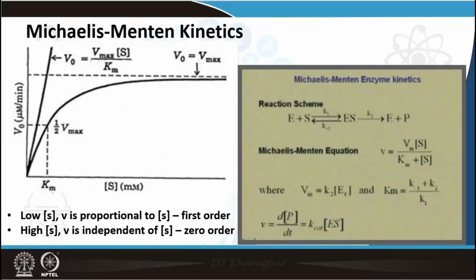So, the Vmax that we have is equal to K2 ET, and we have what is defined as a Michaelis constant, that is a combination of the rate constants of these reactions. So, we have K minus 1 plus K2 divided by K1, and the velocity is actually the formation of the product, which is Kcat ES, where ES is the concentration of the enzyme substrate complex.